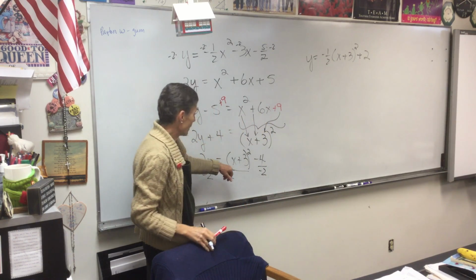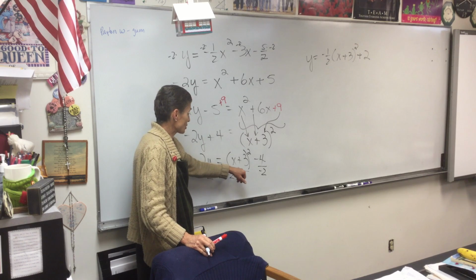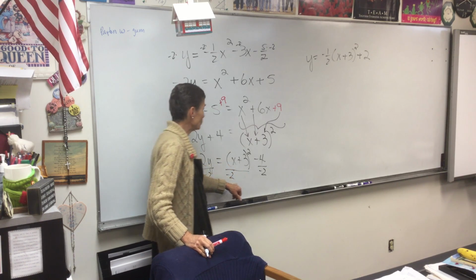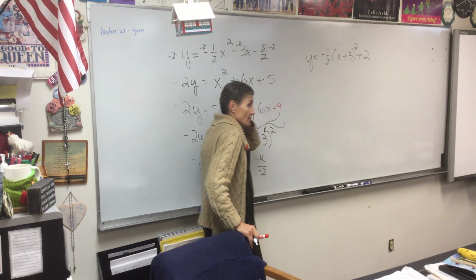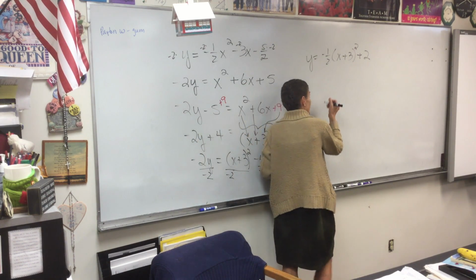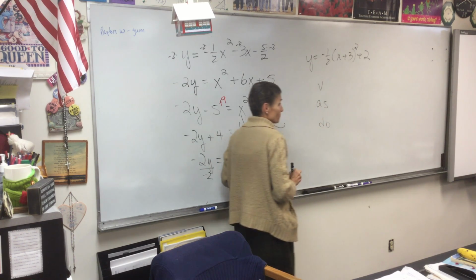You've never seen a parabola with the parentheses over a number. That's not the way we write it. So instead of dividing by 2, we'll make it times 1/2. And now we're ready to answer the question. What's the vertex, axis of symmetry, and direction of opening?